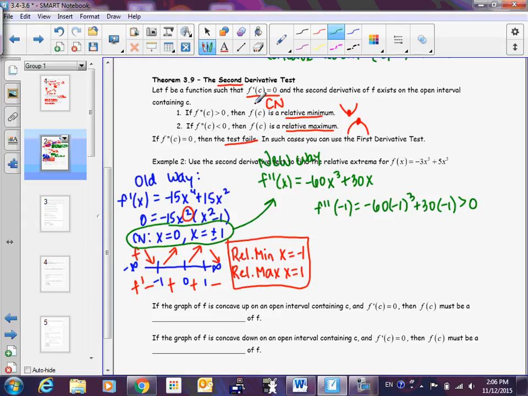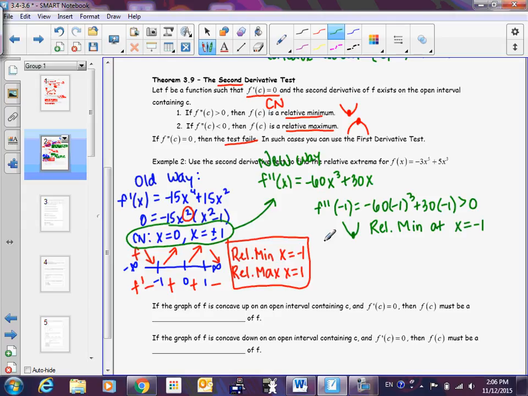So according to the second derivative test, if f prime equals 0, if we have a critical number here, and when I plug that into the second derivative, I get positive, that indicates concave up, which means there is a relative min happening at that x value. It's the same thing I got over here. It's just another way of confirming it or doing it.